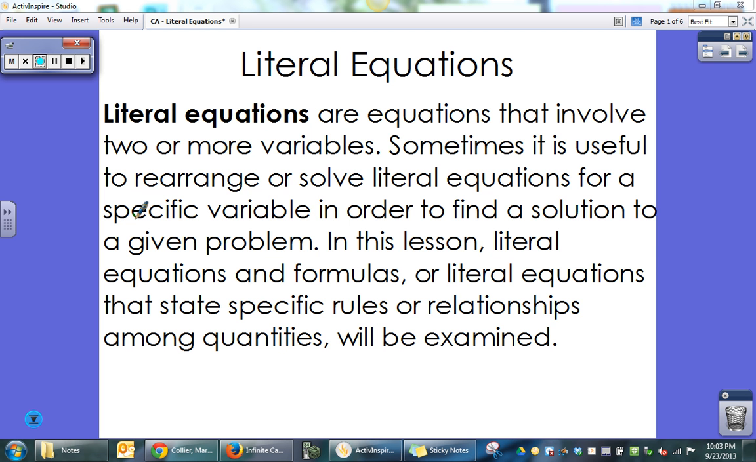And we can see in that case when it would be useful to rearrange or solve for a specific variable. In that case, we typically solve for y so that our equation will be in slope-intercept form. We're going to look at some other formulas as well, equations where it is helpful to solve for a specific variable.